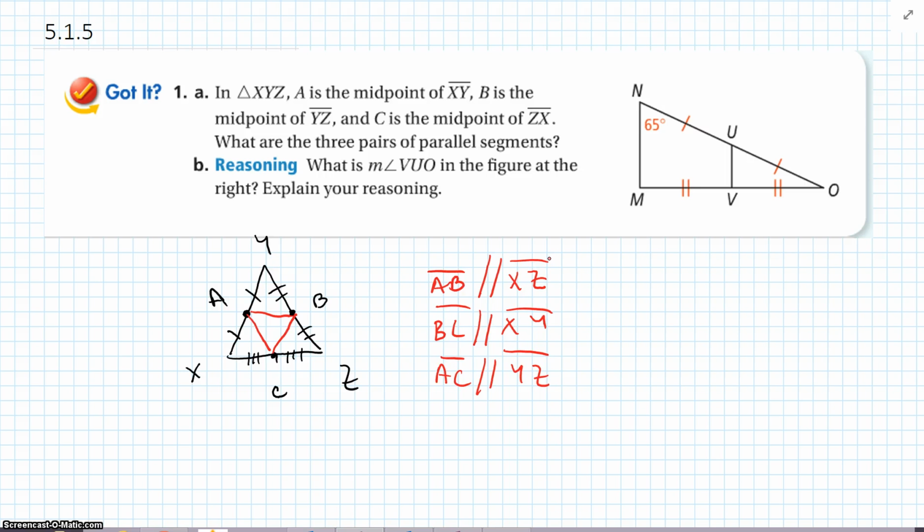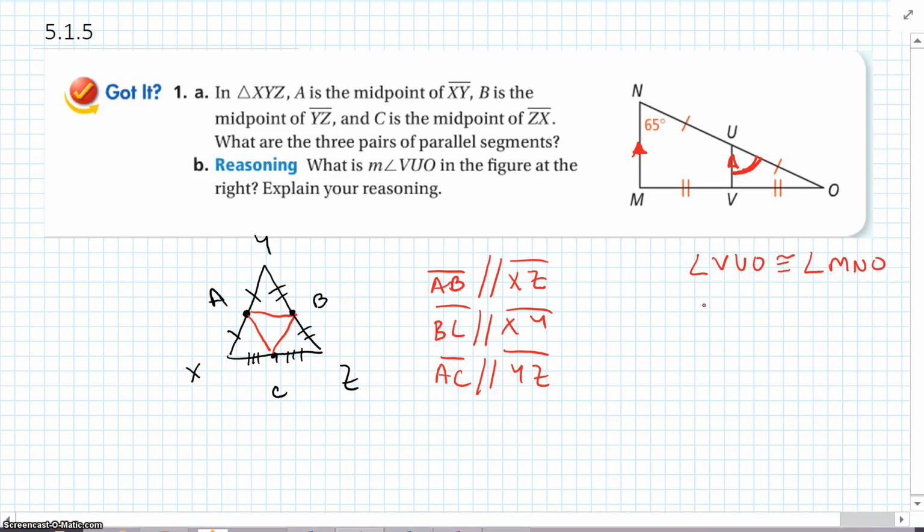In the figure at the right, what is the measure of angle VUO? Well, let's look. I know NM is parallel to UV. I know that because of the mid-segment theorem. So by the corresponding angle postulate, angle VUO must be congruent to angle MNO. So the measure of angle VUO should be 65 degrees.